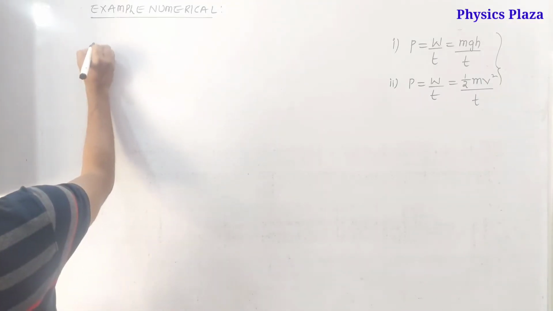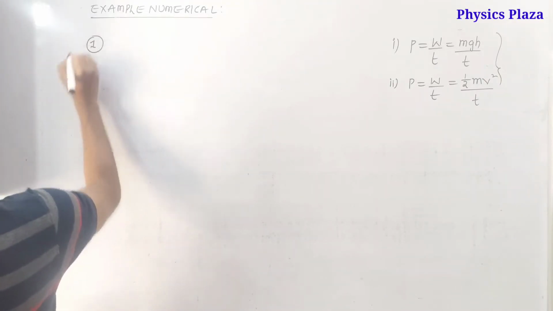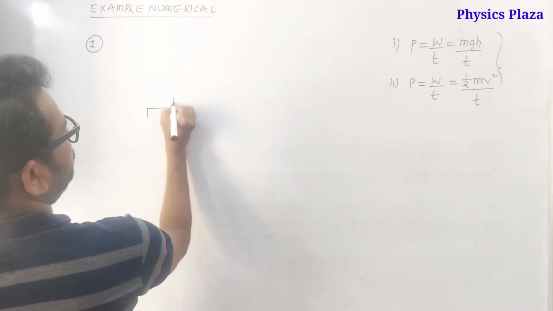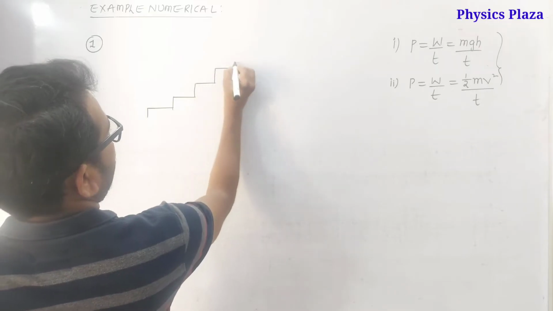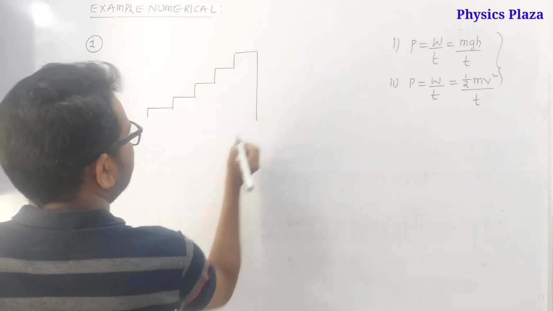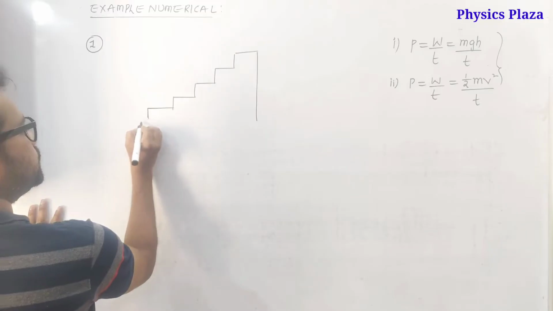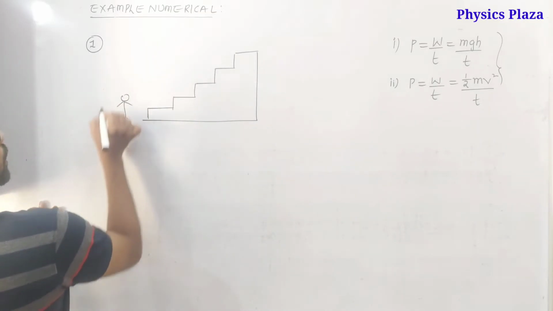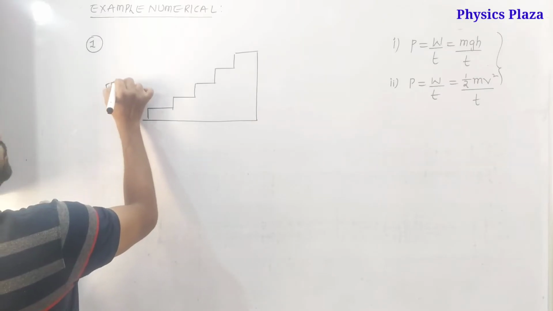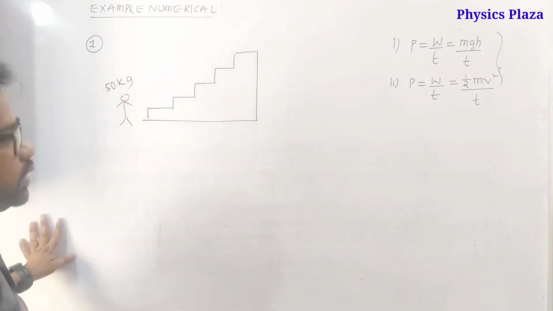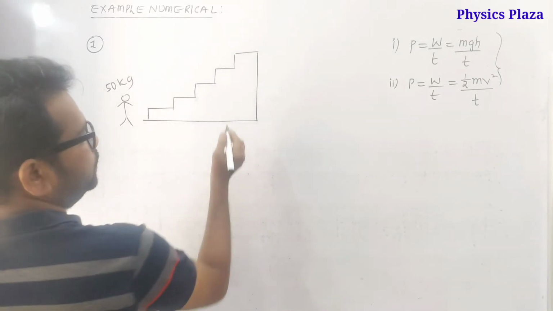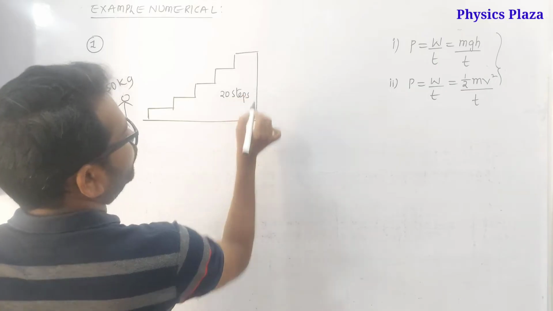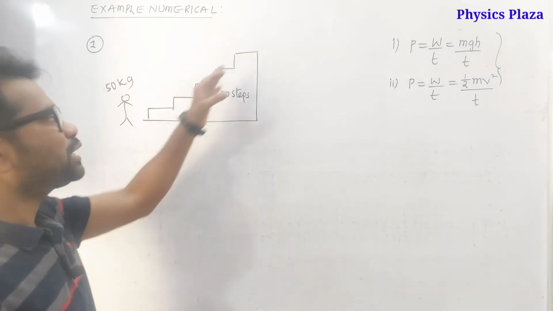So here is example 1, which is based on the power I am telling you. Look at here, children. A question can be asked like this. Here is, let us say, staircases. Okay? Here, children, let us say a person of mass, let us say, 50 kg is climbing the staircases. For example, here 20 steps are there. Of course, I have not shown it in a diagram. Just 20 steps are there.